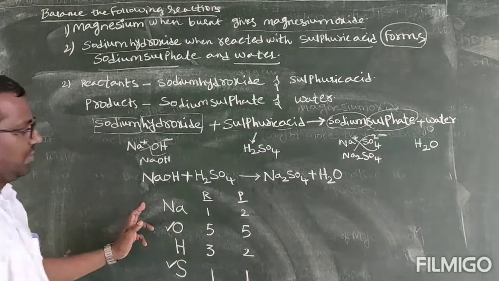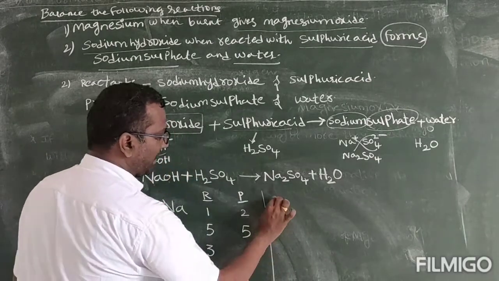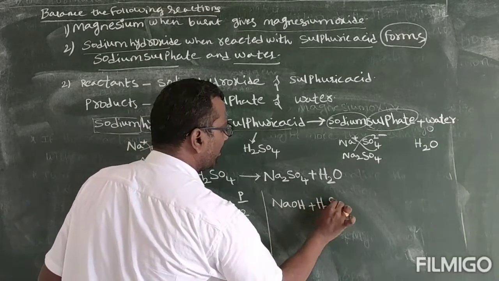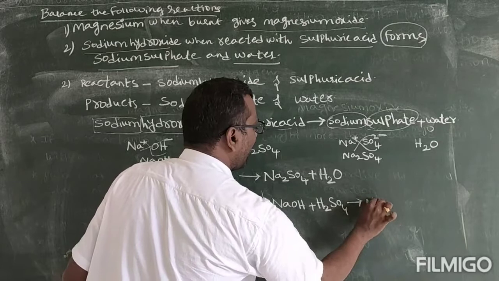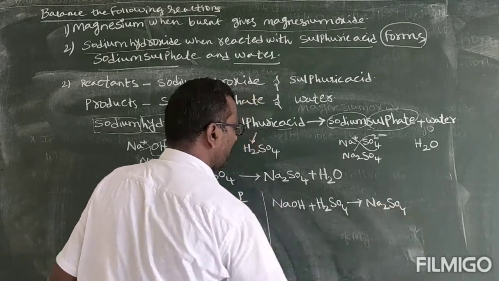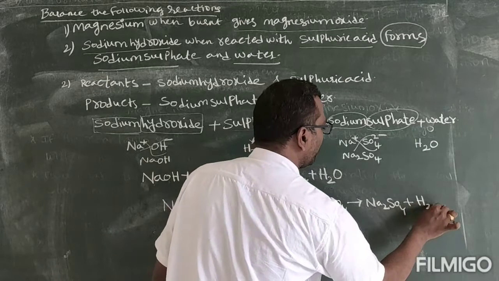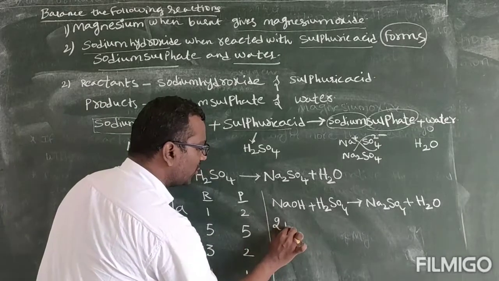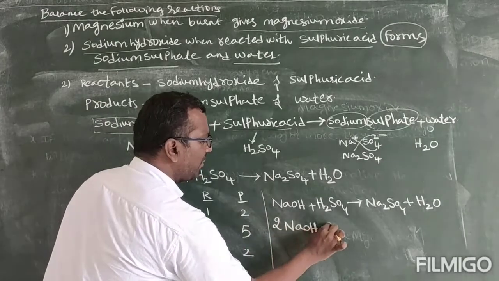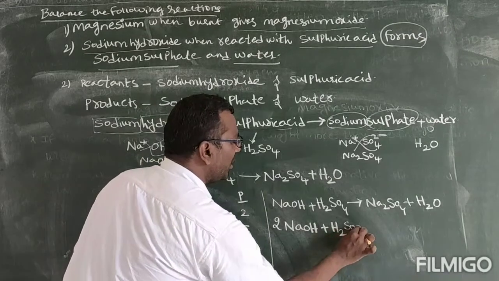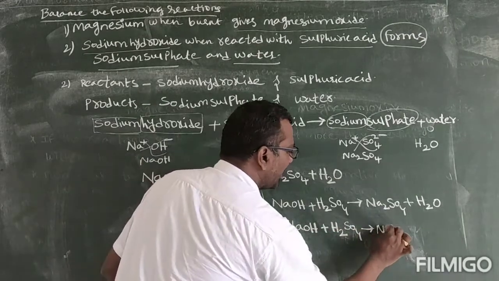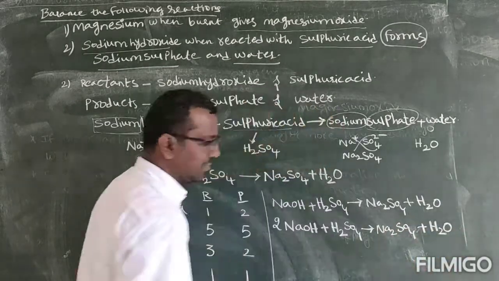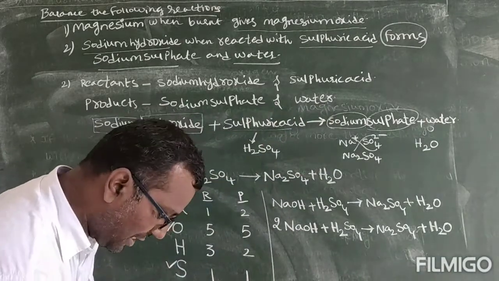Okay. Now first, what will I do? I will write again the equation: NaOH plus H2SO4 gives rise to Na2SO4 plus H2O. Now here 1 and here 2. So I will write here 2: 2 NaOH plus H2SO4 gives rise to Na2SO4 plus H2O. Now you see what is happening.